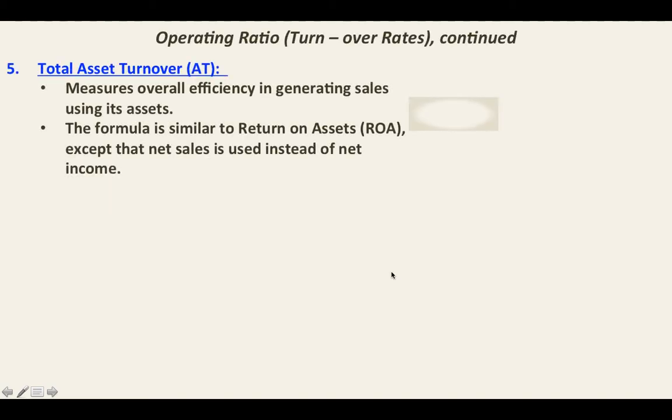Let us move on. Next is total assets turnover. Total assets turnover measures overall efficiency in generating sales using its assets. The formula is similar to return on assets, except that under total assets turnover, the one being used is net sales. For return on assets, it's the net income. So the formula for assets turnover, in number of times, is net sales over total or average assets. Total average assets. Okay?